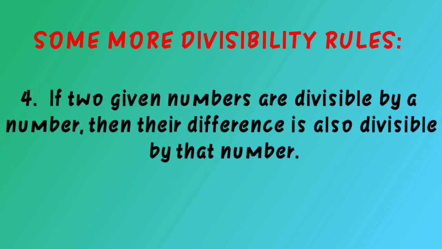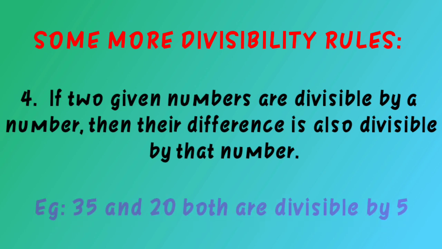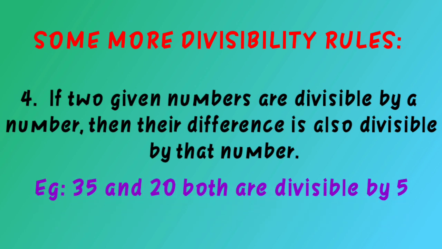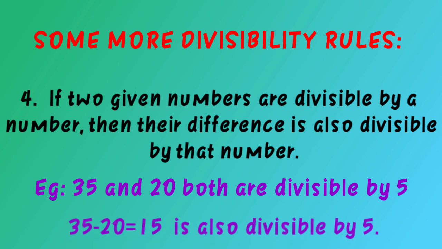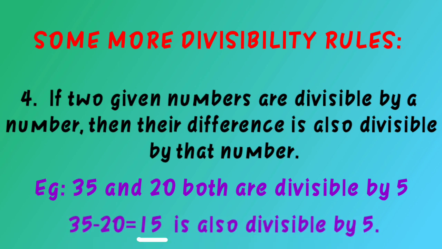The next one is, if two given numbers are divisible by a number, then their difference is also divisible by that number. For example, two numbers are given 35 and 20. Both are divisible by 5. Then their difference, which is 15, is also divisible by 5. 15 divided by 5 equals 3. Are you clear about these rules?